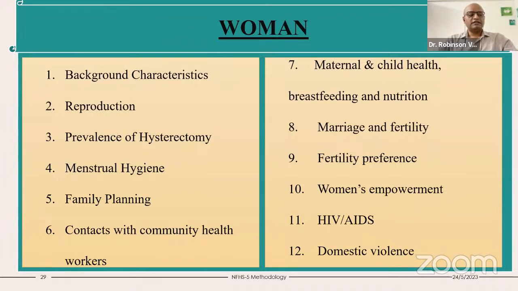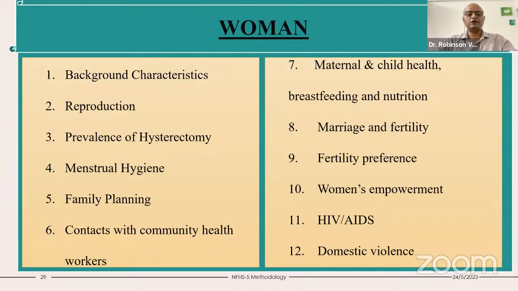For children under age 5, information was collected on whether each child had a birth certificate or whether the birth was registered with the civil authority. In the women's questionnaire, we asked them about background characteristics, in which we asked about their age, literacy, schooling, religion, caste, tribe, and media exposure.